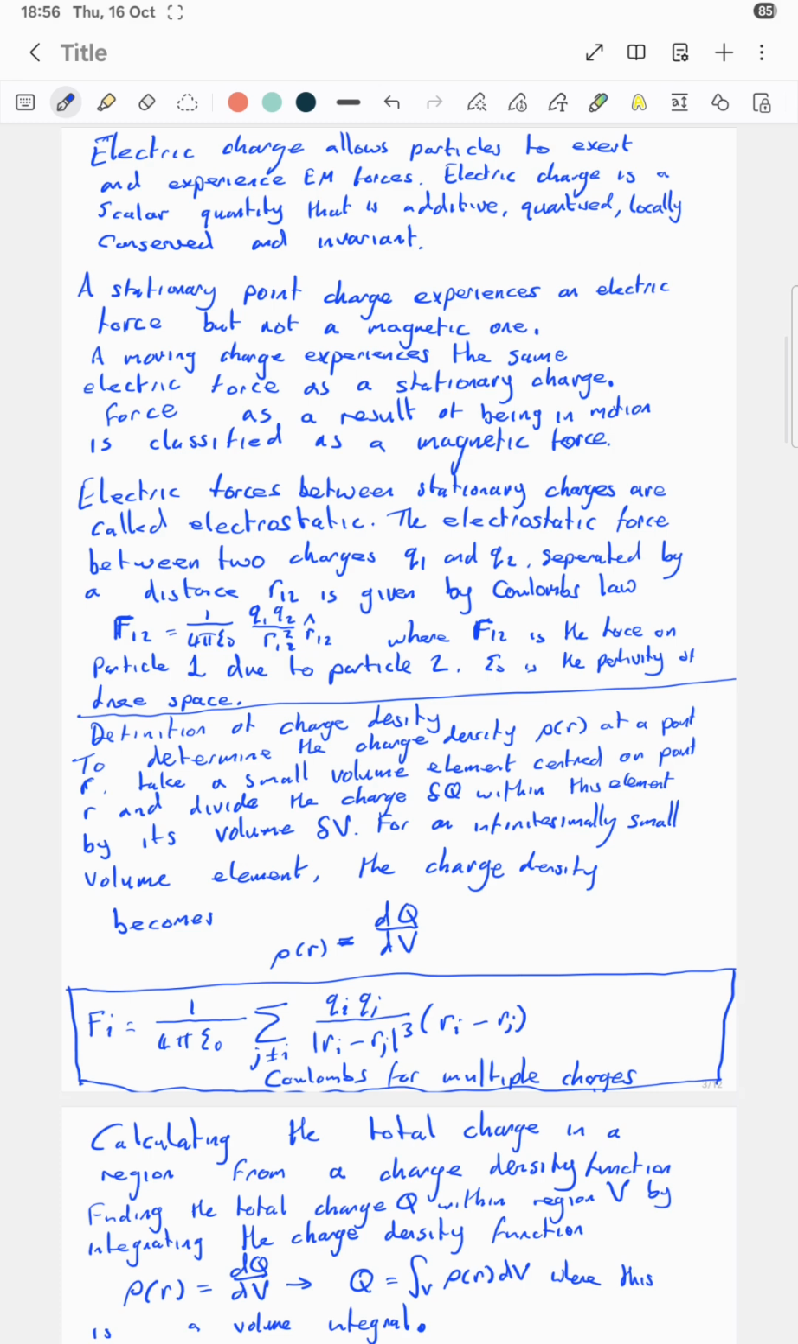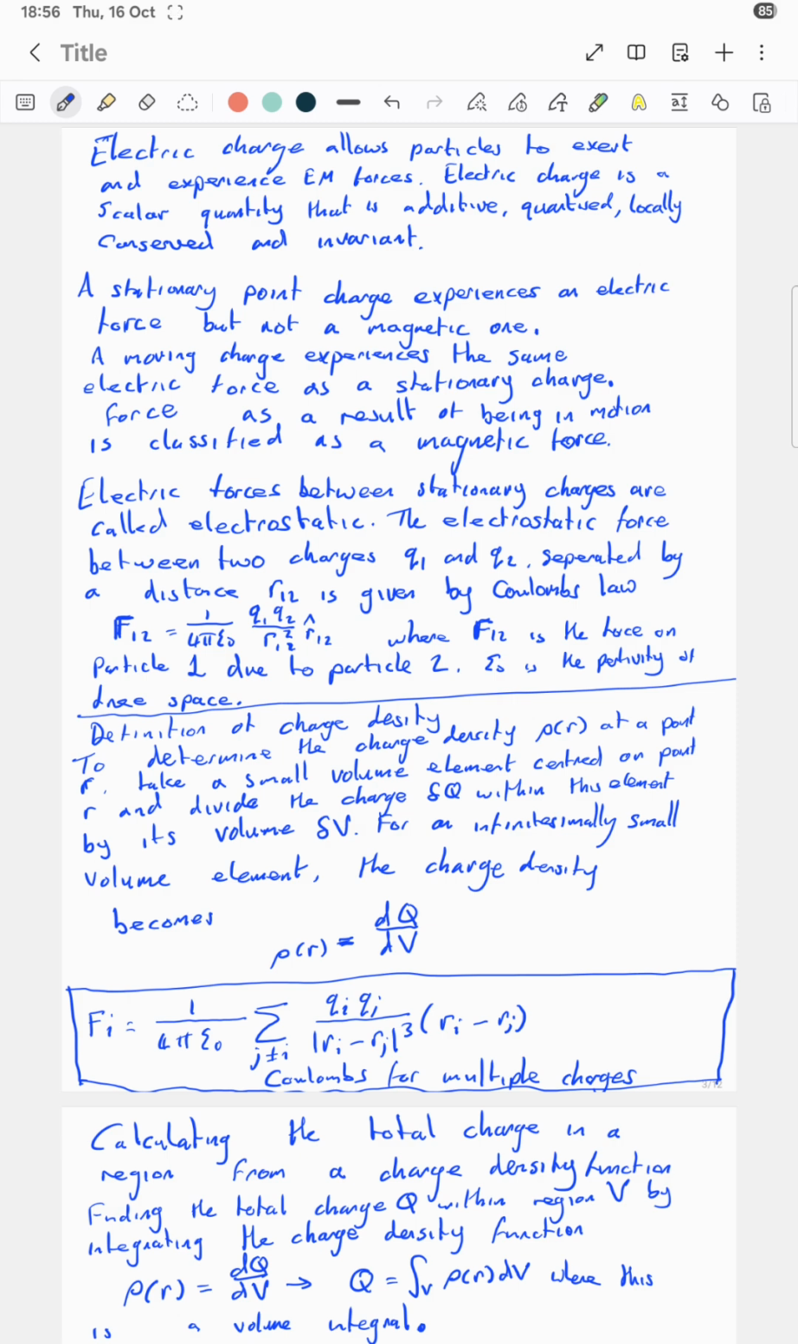Now, electric charge allows particles to exert and experience electromagnetic forces. Electric charge is a scalar quantity that is additive, quantized, locally conserved and invariant. A stationary point charge experiences an electric force but not a magnetic one. A moving charge experiences the same electric force as a stationary charge, and a force that is a result of being in motion, which is classified as a magnetic force.